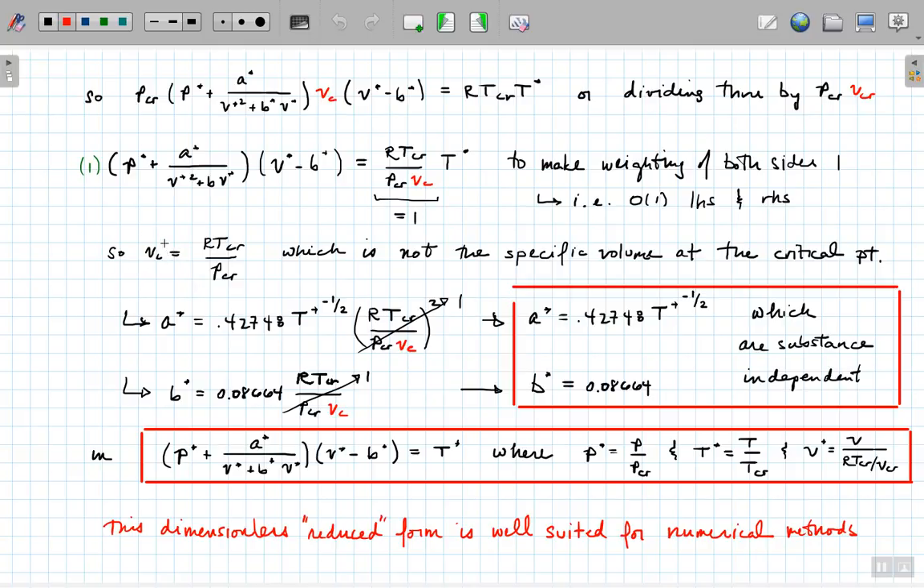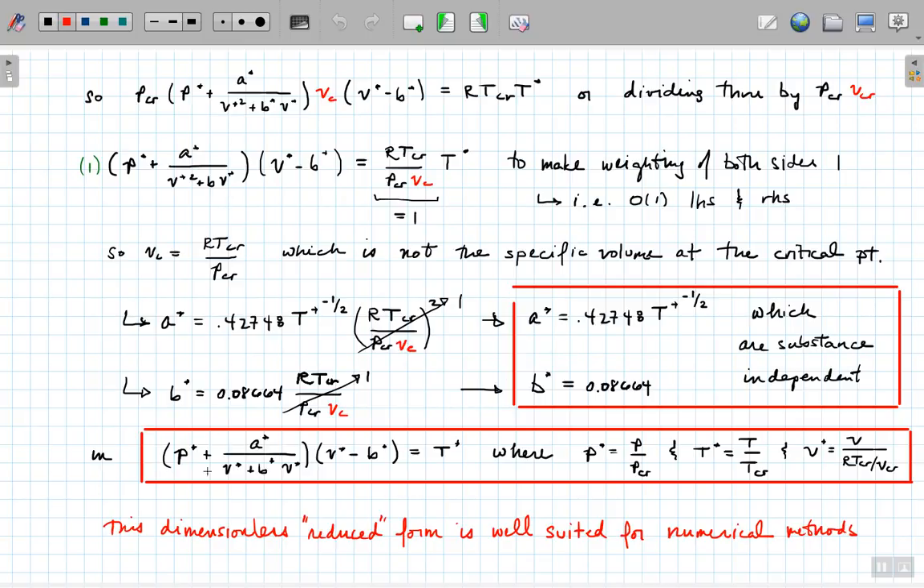We'll see that it's called the pseudo-reduced volume scaling in a second, but it is the proper scaling here for this kind of equation of state. And with it, things really simplify. A star, which we had on the page before, was just RT critical on P critical VC, that quantity squared, multiplied by 0.42748 T star to the minus 1/2. Well, now this guy has become a 1, so A star has really become simple. Similarly, B star had RT critical on P critical VC. That's become a 1 because we have our choice for VC, so B star has become very simple.